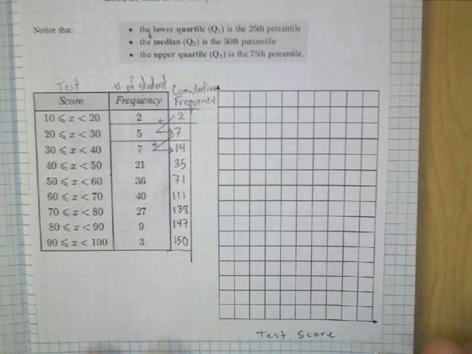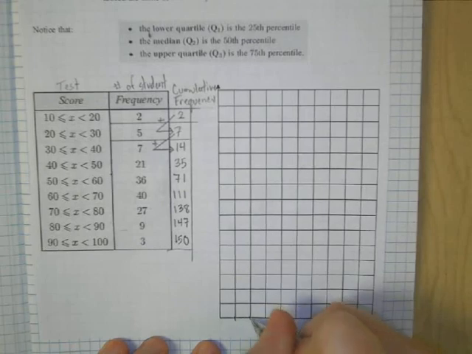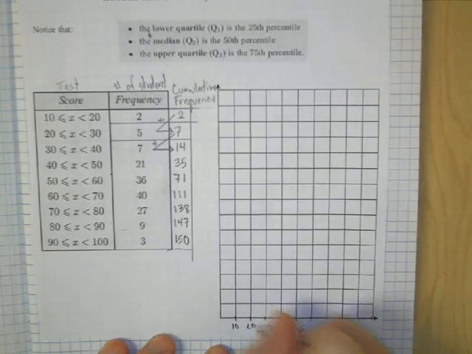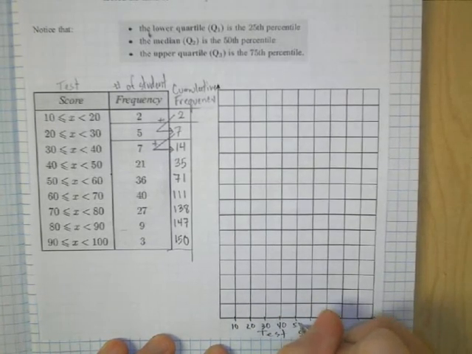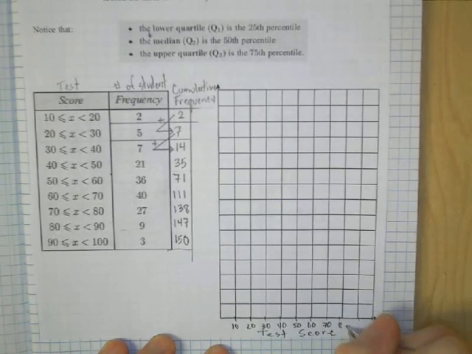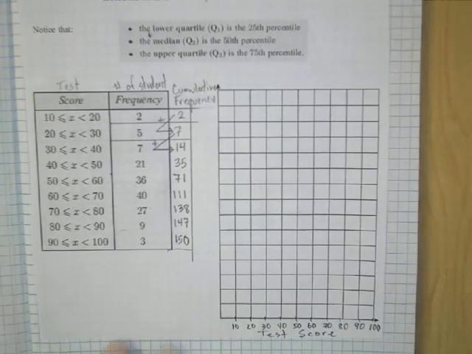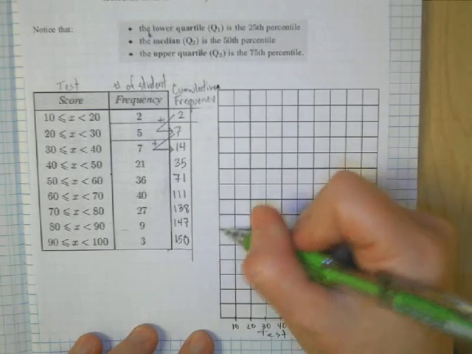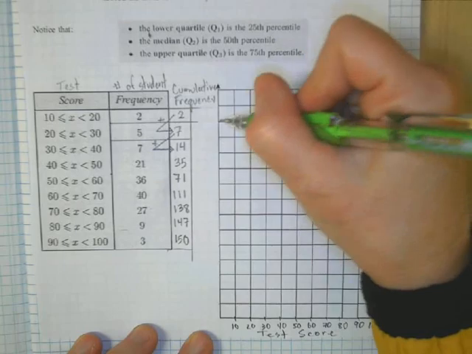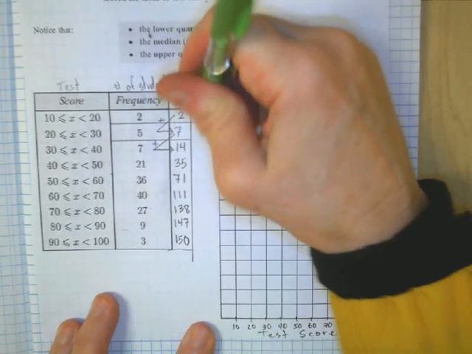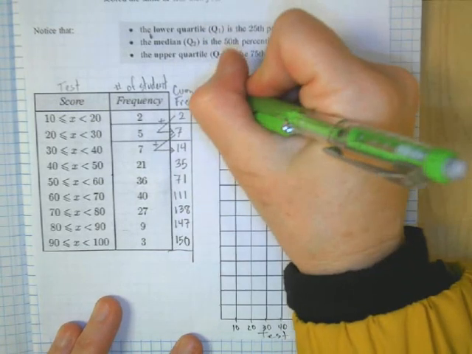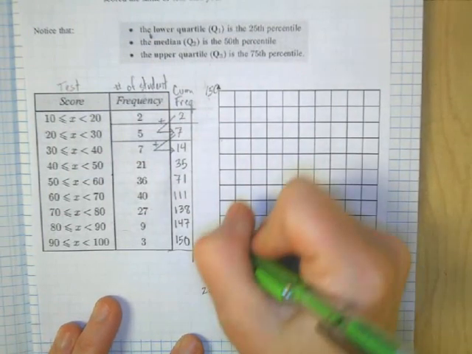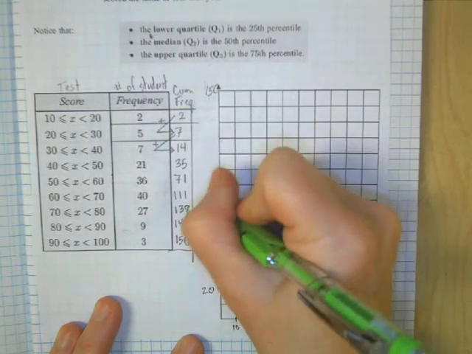Notice our test scores go from 10 to 100. So I'm going to do 10, 20, 30, 40, 50, 60, 70, 80, 90, 100. Those are our x-axis. And then our number of students is going to go along here, up to 150 at the top line. I'm going to abbreviate that and just label every other one.